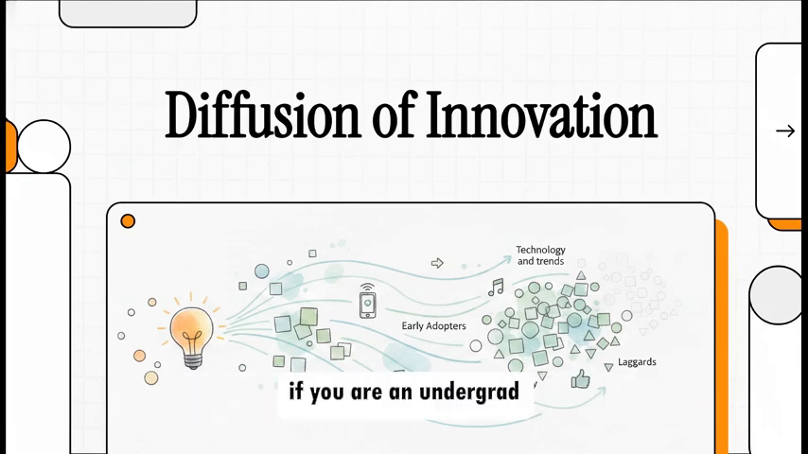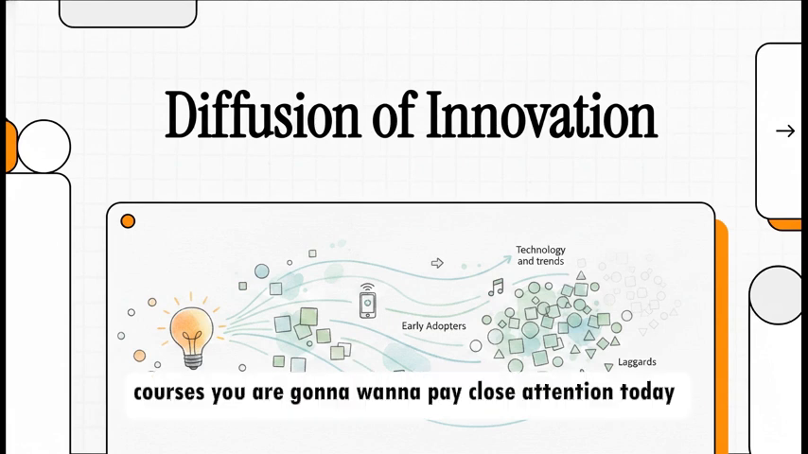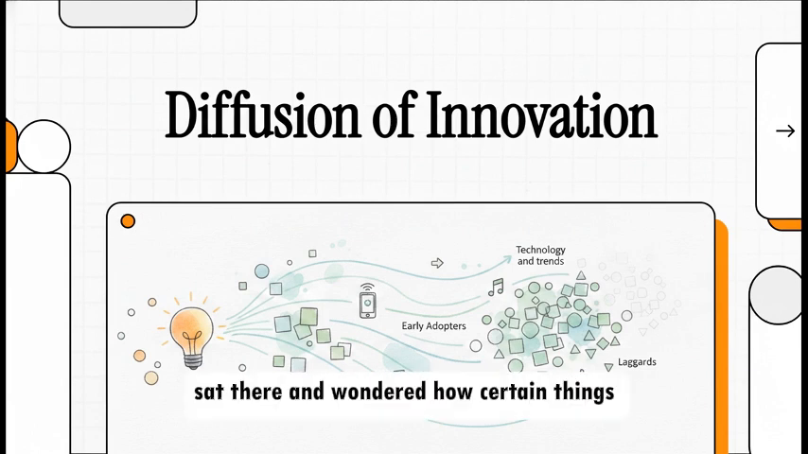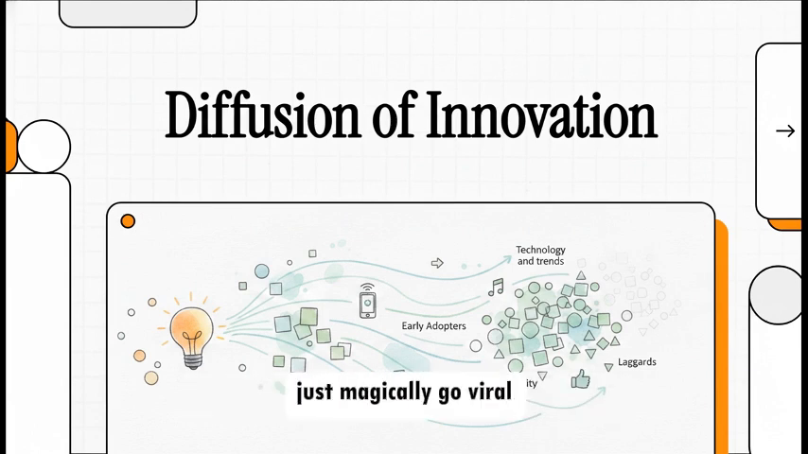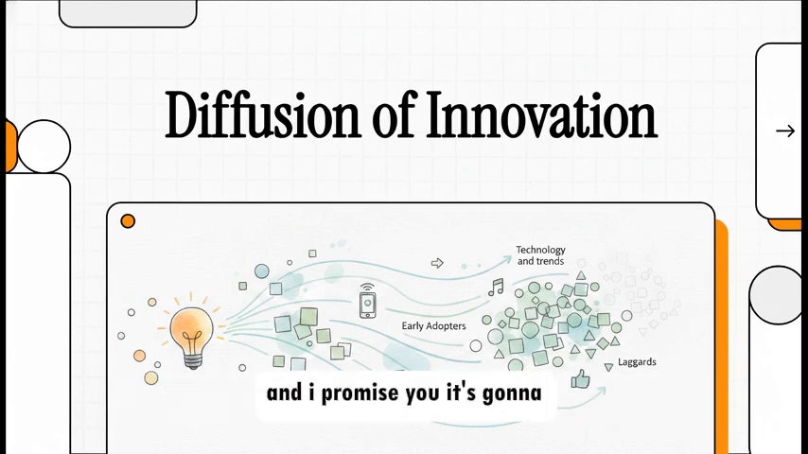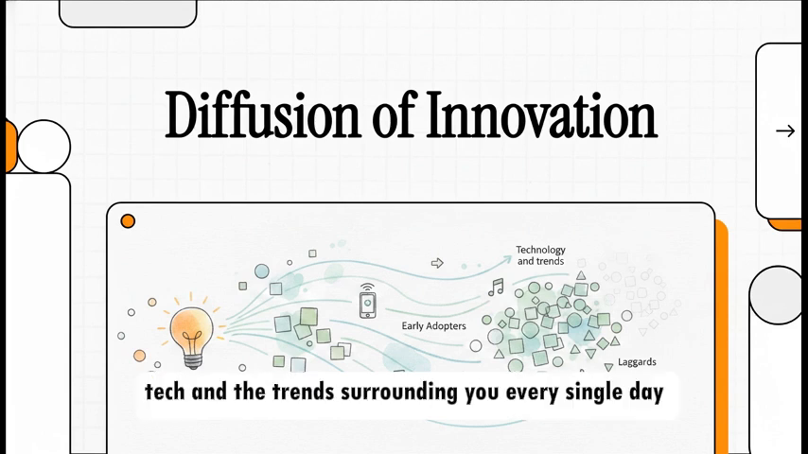If you are an undergrad currently navigating your way through sociology or communications courses, you are going to want to pay close attention today. We're unpacking a truly fascinating 70-year-old framework. I mean, if you've ever sat there and wondered how certain things just magically go viral, well, this is it. This is the ultimate blueprint. We are talking about the diffusion of innovation theory, and I promise you it's going to completely change how you look at the tech and the trends surrounding you every single day.